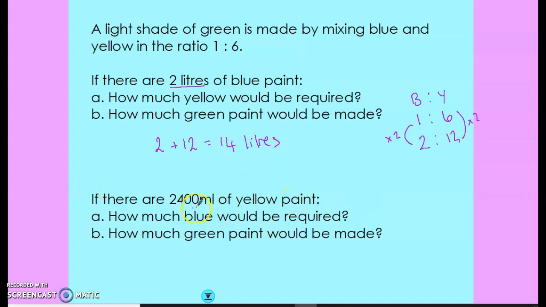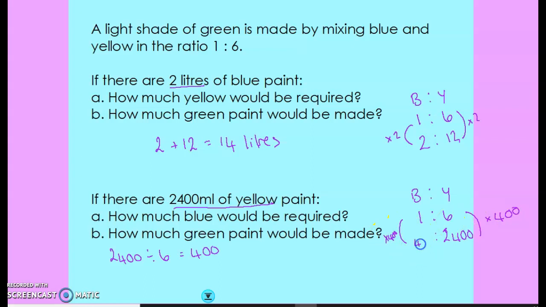Second one, if there are 2,400 millilitres of yellow paint, how much blue paint is required? Now, my ratio is still blue to yellow is 1 to 6, but this time I've got information about the yellow paint, so I'm putting that 2,400 underneath the yellow. Bit trickier to see this time what I've done to get from 6 to 2,400, but the opposite of timesing is dividing. So we can do our 2,400 divided by 6. And that gets me what I times by. So I was timesing by 400.